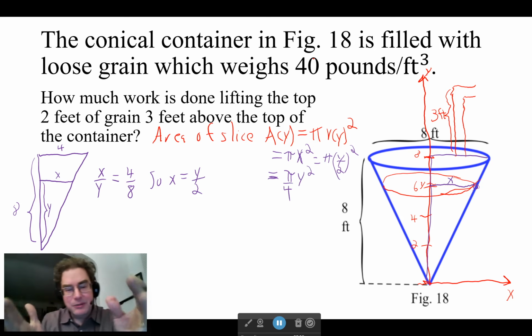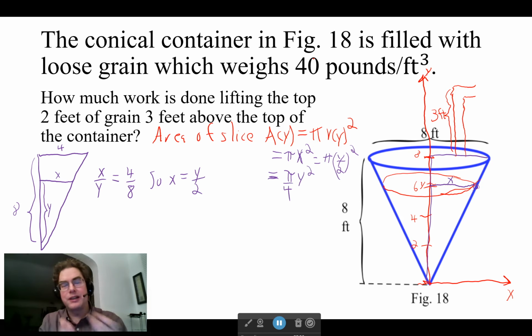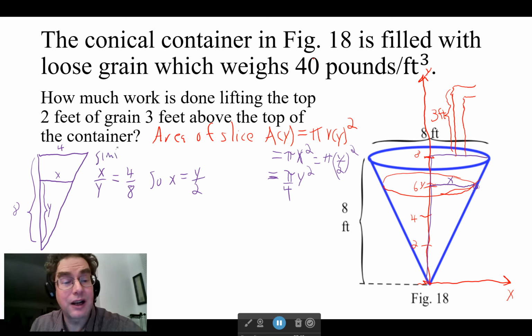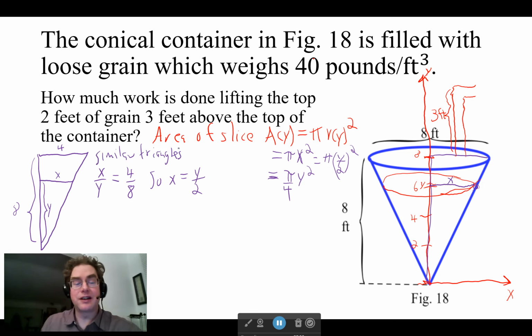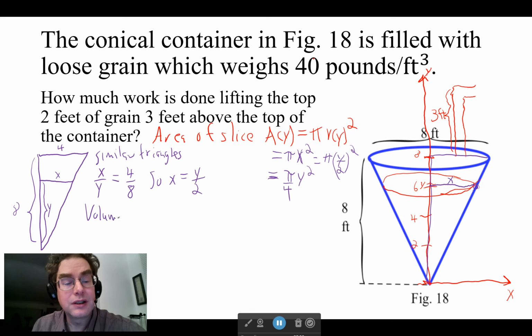Again, this is something that you've got to work through. You got to put in each piece here and say, here's the area of my slice. And you'd probably want to say something here like similar triangles, and that's how we set up this proportion. Okay, so now we got the area of our slice. Okay, so if we want to now go to volume of a slab, you want to have that in here too.